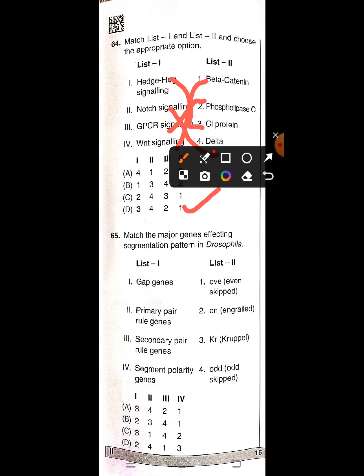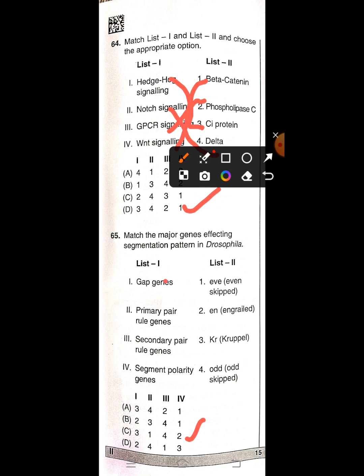Here also you have to match list 1 with list 2. Gap genes, primary pair rule genes, secondary pair rule genes, segment polarity genes. So let's see the correct answer for this. C is the correct answer. Okay, so I'm going to match list 1 with list 2.